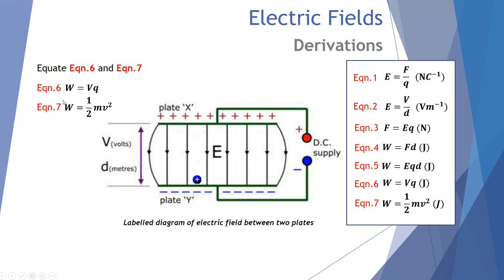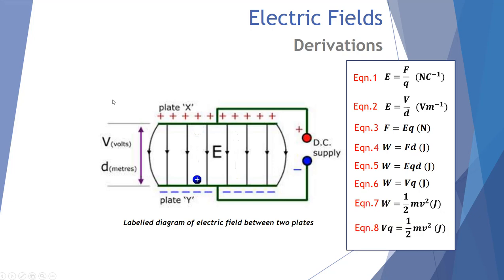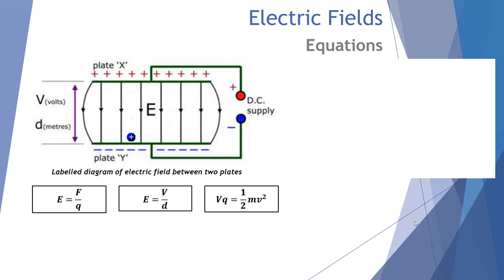The two left-hand sides are equal, which means the two right-hand sides are equal. So VQ equals a half mv squared is our final equation. And that's the end of our derivation. So we can look at our application of these various equations. In summary, these are the three main equations that you're asked to use to do calculations at VCE Physics.